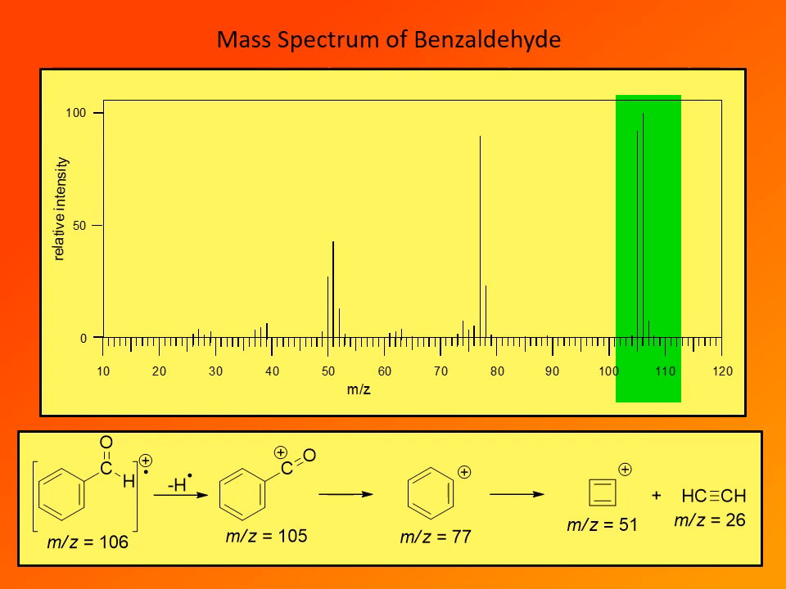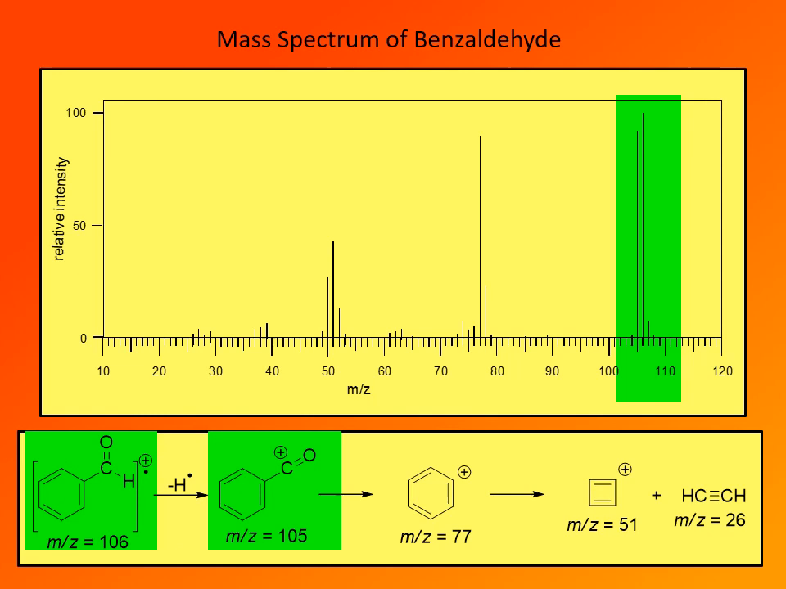Now, besides the molecular ion at 106, we can also identify the 105 ion, a very prominent peak. That's again due to a loss of a hydrogen atom. So this is the acylium cation, a very stable cation, and that's why the peak is so strong. Next, there is a loss of fragment 28, that's carbon monoxide, and that gives fragment 77, a very characteristic fragment.